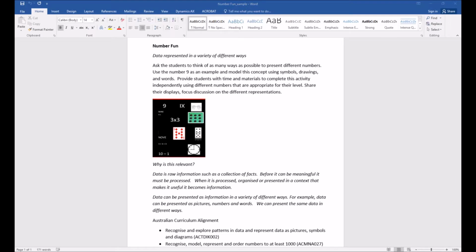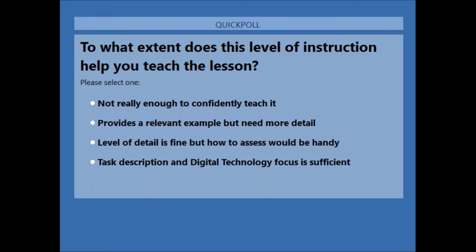So I'm going to put up a poll, and if you can have a look at the instructions that we've given you there, we'd just like to get a bit of an understanding about what you think might work. You know, is it enough for you to confidently teach it? Do you want some more examples? The level of detail? Is the task description and digital technology focus sufficient? So it's really just your opportunity now to say what you find works for you, and what sort of level of detail.